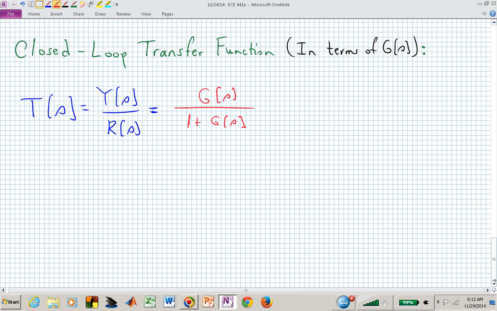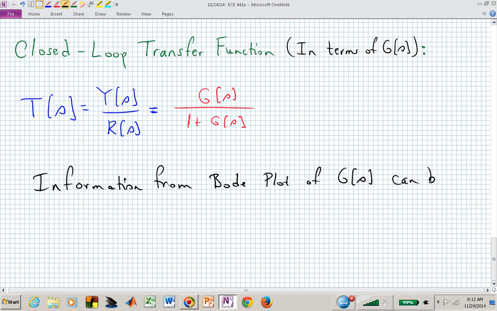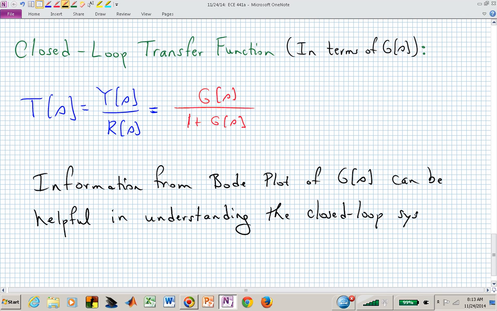And that's where we will pick up. We are going to say that information from the Bode plot of G of S can be helpful in understanding the closed loop system properties.